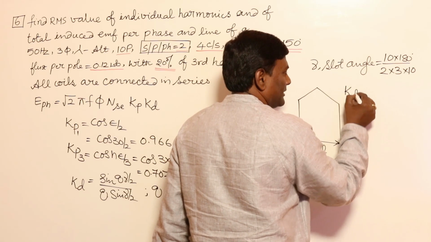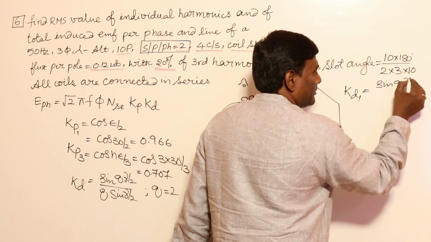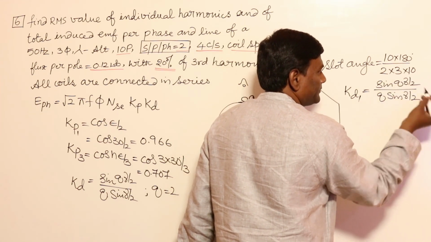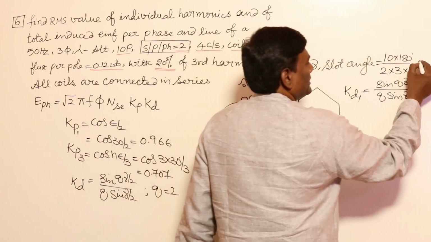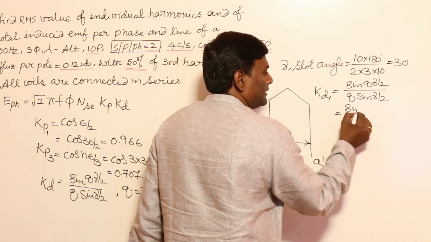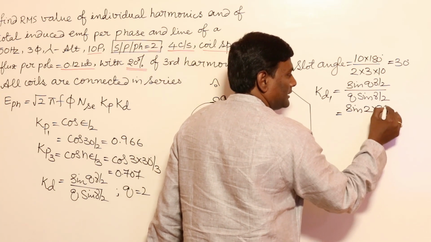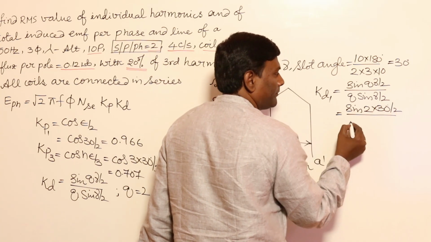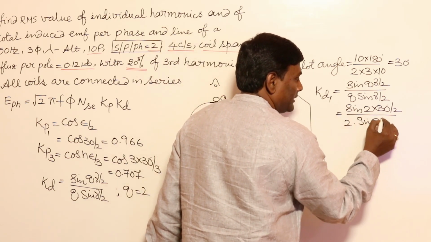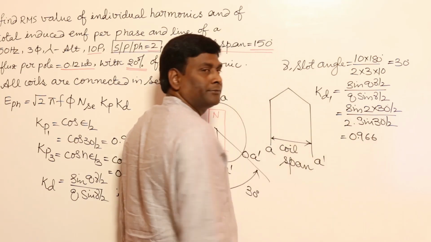Now the fundamental distribution factor is equal to sine(q gamma by 2) divided by q sine(gamma by 2). Gamma is going to be 30 degrees actually. So what is q? Slots per pole per phase, q is 2. Sine(2 into 30 by 2) divided by 2 into sine(30 by 2), which will give you 0.966.